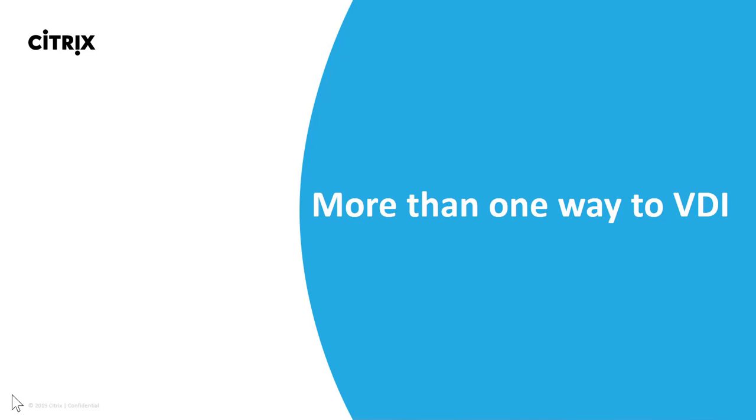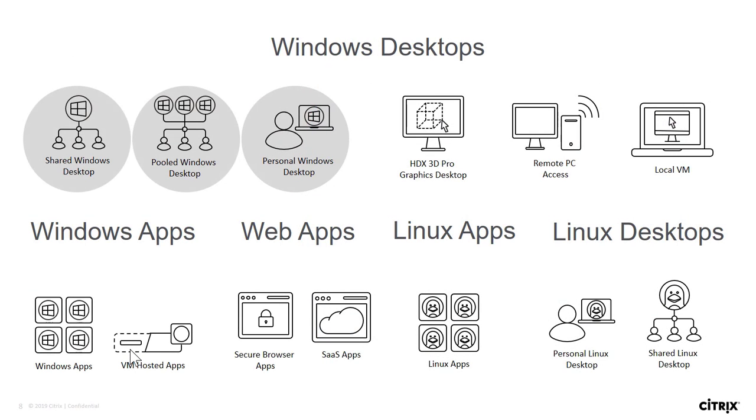Let's first look at all the different ways Citrix makes available resources to your end users. As you can see, there are a number of different desktop and application types. For the following discussion, we're going to be limiting the scope to virtualized Windows desktops, and of them, 3 types: shared or hosted shared desktops, pooled desktops, and personal or dedicated desktops.